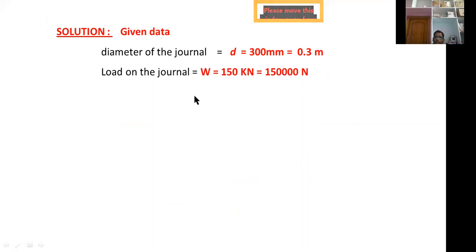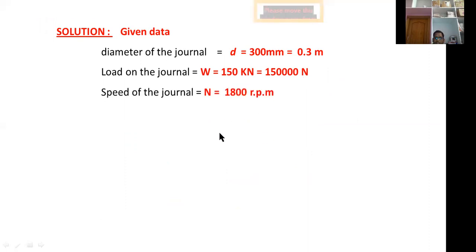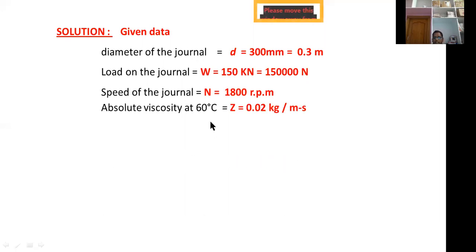Now I am going to the solution. The given data is: diameter of a journal d equal to 300 mm, that is 0.3 meters. Load on journal W equal to 150 kilonewtons, that is 150,000 newtons. Speed of the journal equal to 1800 rpm is also given, and absolute viscosity at operating temperature is given, Z equal to 0.02 kg per meter second. This is absolute viscosity. 60 degrees Celsius is the operating temperature, so T naught equal to 60 degrees Celsius.